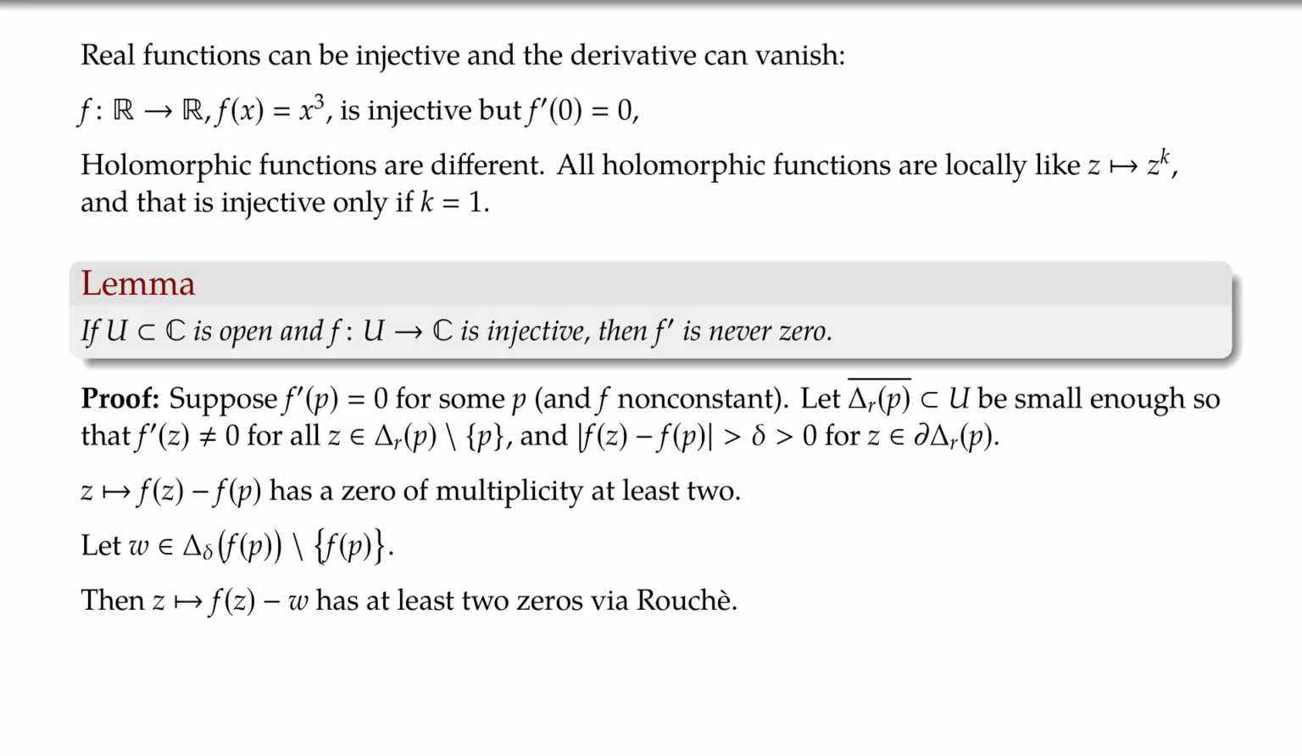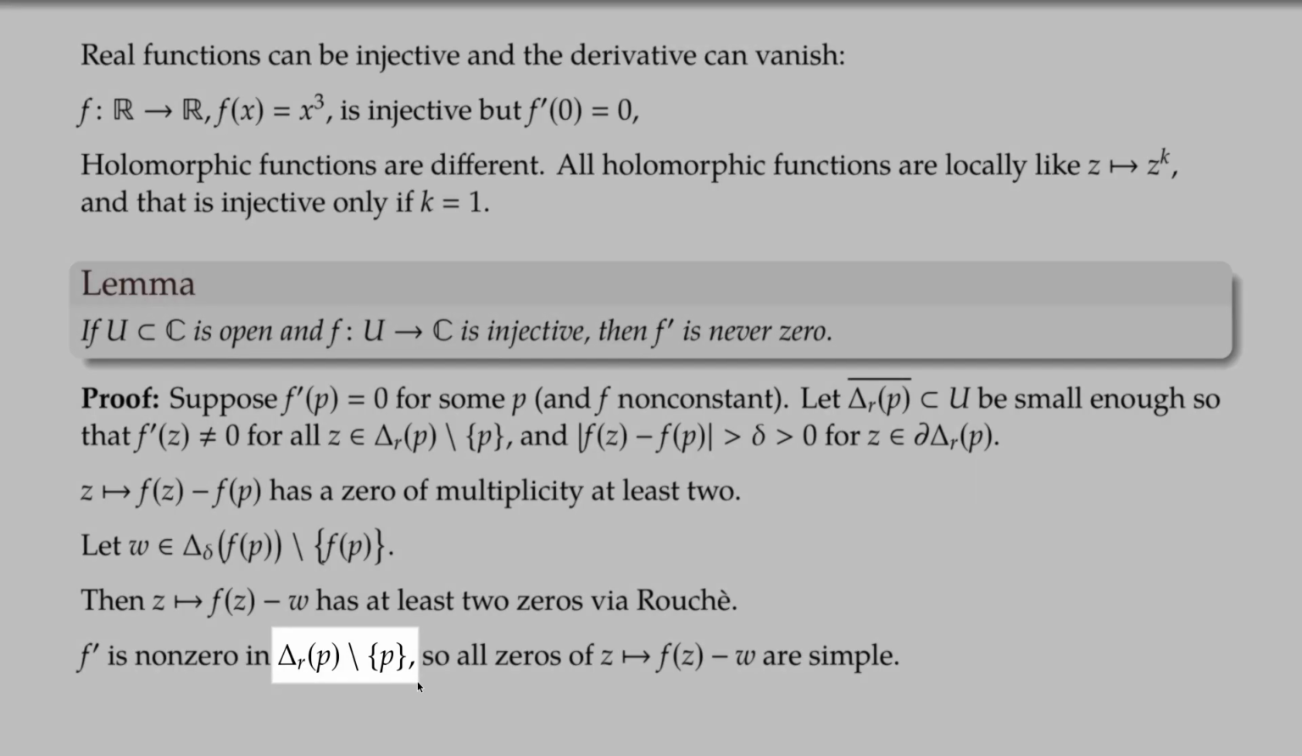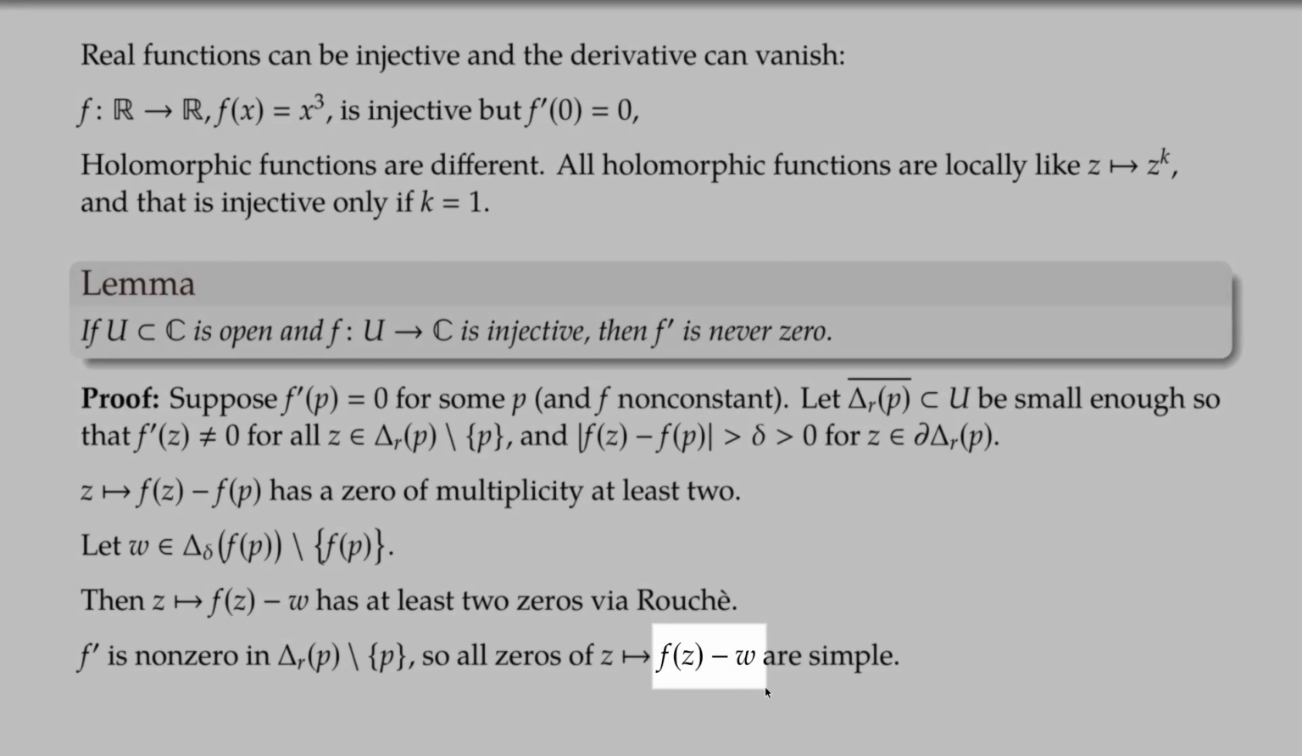Because, well, maybe we just have a zero of multiplicity 2. We really need 2 distinct zeros. But for this, we notice that f prime is non-zero in this entire punctured disk, right? It's only 0 at p, right? And f prime is again the derivative of f of z minus w, right?